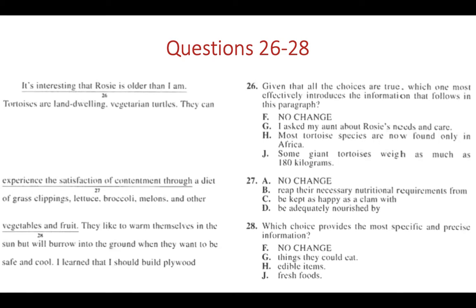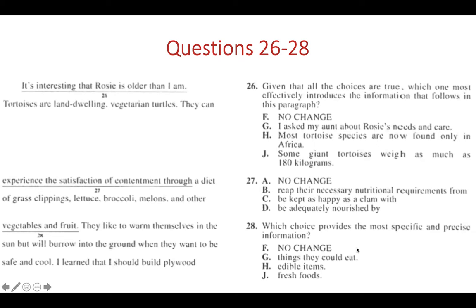27, and here's why. I need to read the whole paragraph first. I might as well read the whole paragraph while I'm answering the other questions. So 27 says, they can experience the satisfaction of contentment through a diet of grass clippings, lettuce, broccoli, melons, and other vegetables and fruit. Okay, so they can reap their necessary nutritional requirements from a diet of grass clippings, lettuce, broccoli, melons, and other vegetables and fruit. They can be kept as happy as a clam with a diet of grass clippings, lettuce, etc. They can be adequately nourished by a diet of grass clippings. Okay, they all make sense. So which one's the best?